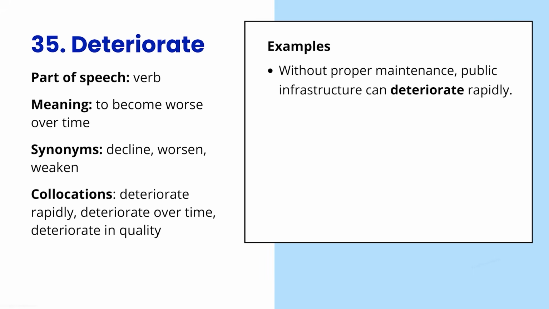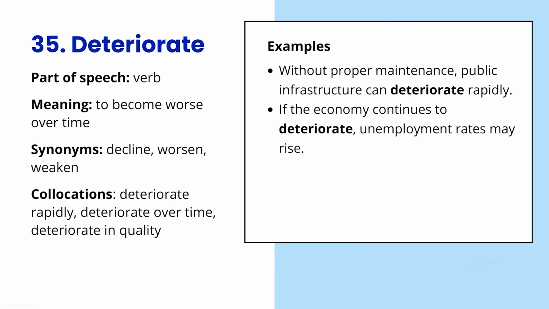Examples: without proper maintenance, public infrastructure can deteriorate rapidly. So this means if we don't look after public infrastructure like roads, for example, well, they can become worse and damaged very, very quickly. If the economy continues to deteriorate or become worse, unemployment rates may rise. So deteriorate is a formal verb that's great for describing things that slowly get worse, like the economy, health, or the environment.